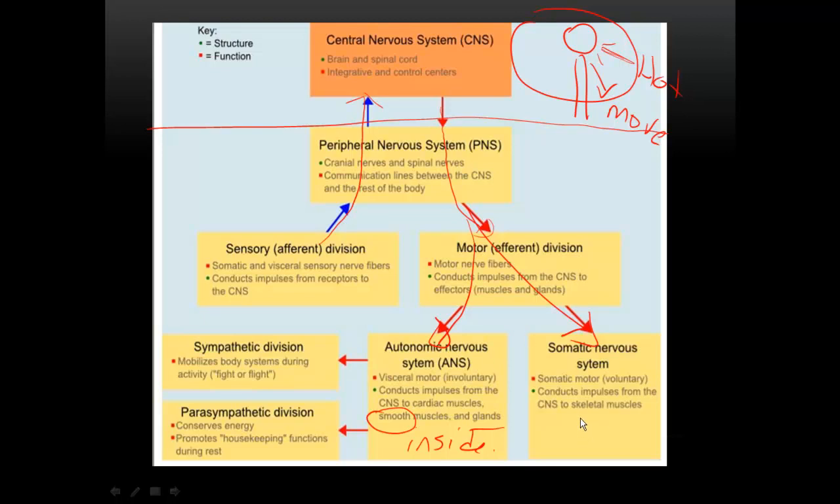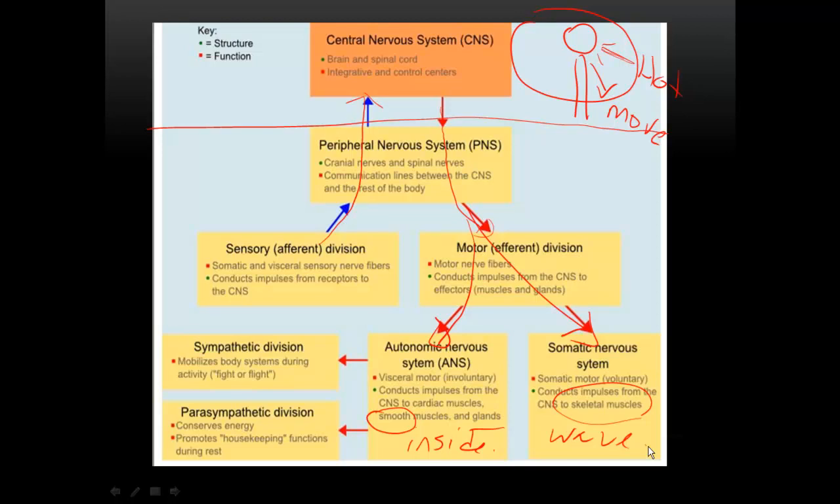Versus the somatic nervous system, this is your skeletal muscles. So when you wave bye-bye, when you walk down the street, when you decide to put your peanut butter and jelly sandwich in your mouth and chew, these are all decisions that you've made in conjunction with your conscious brain.